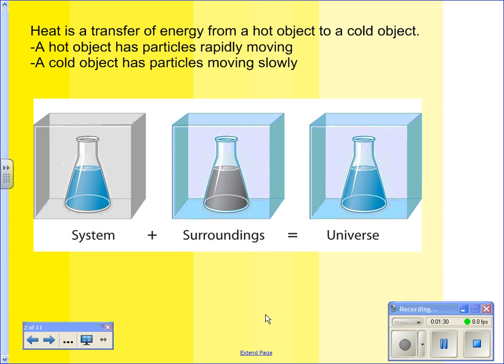We do need a couple of ideas here. If we have a transfer, we have to have two things to transfer between. So we're going to speak of a system, and in this diagram the system is whatever is inside the flask. The surroundings are the immediate surroundings of the flask. The system and the surroundings together are sometimes referred to as the universe. Everything could be defined as a system, and everything else is a surrounding.